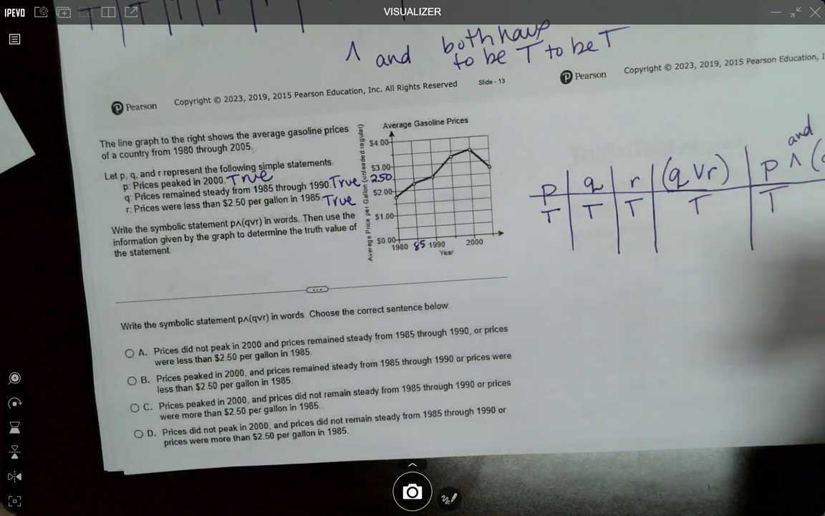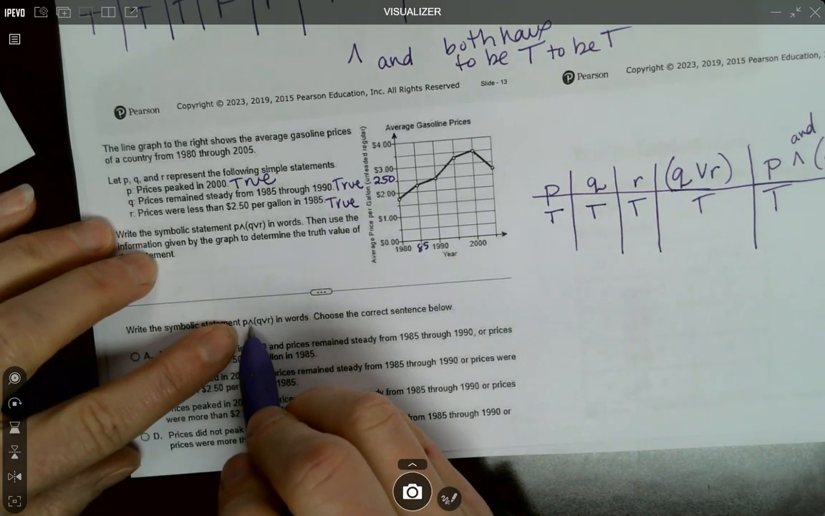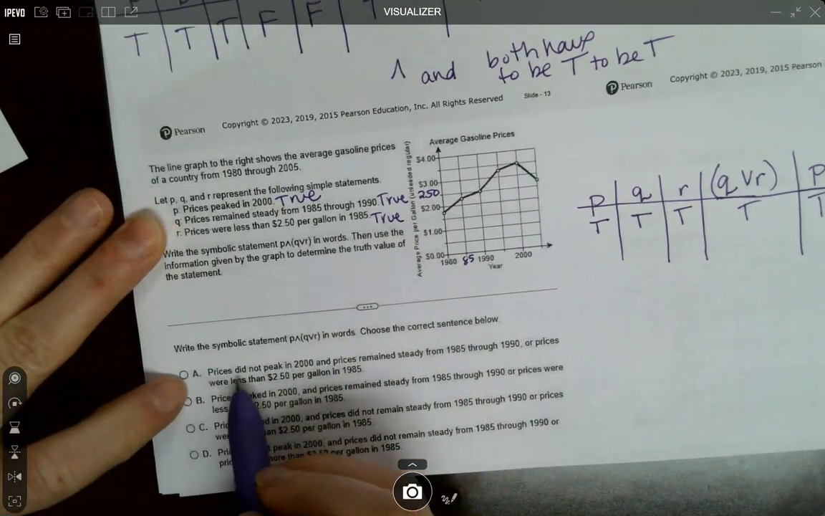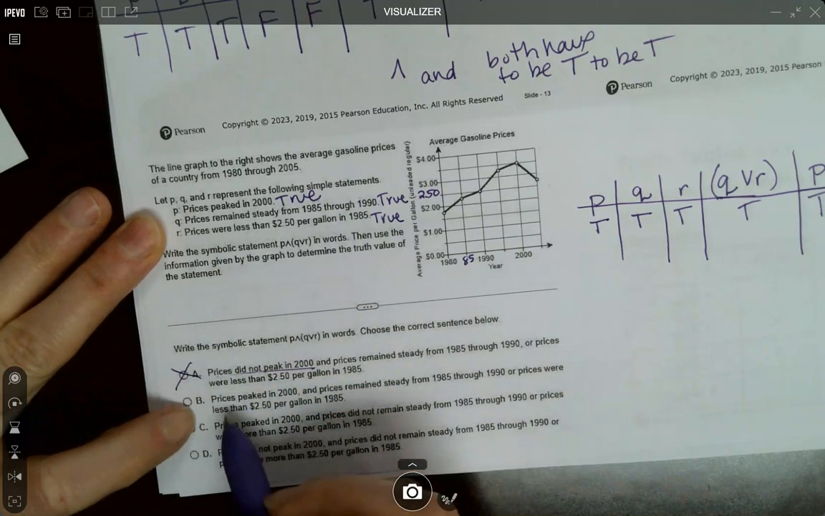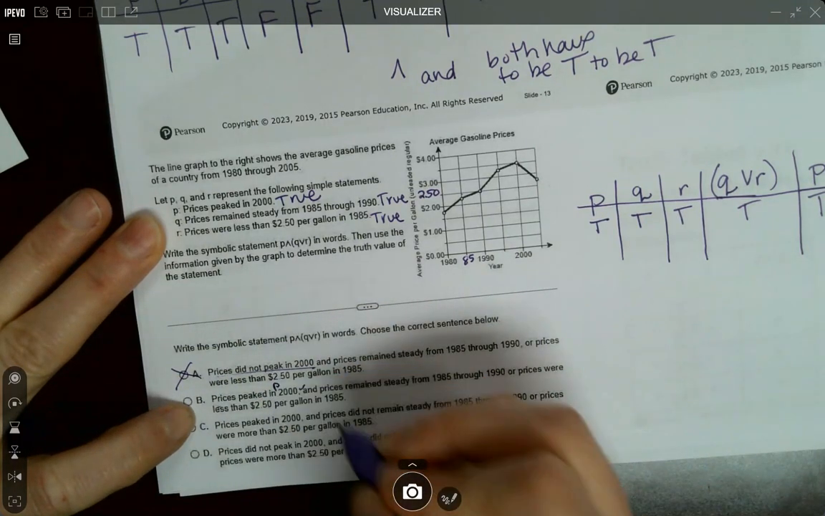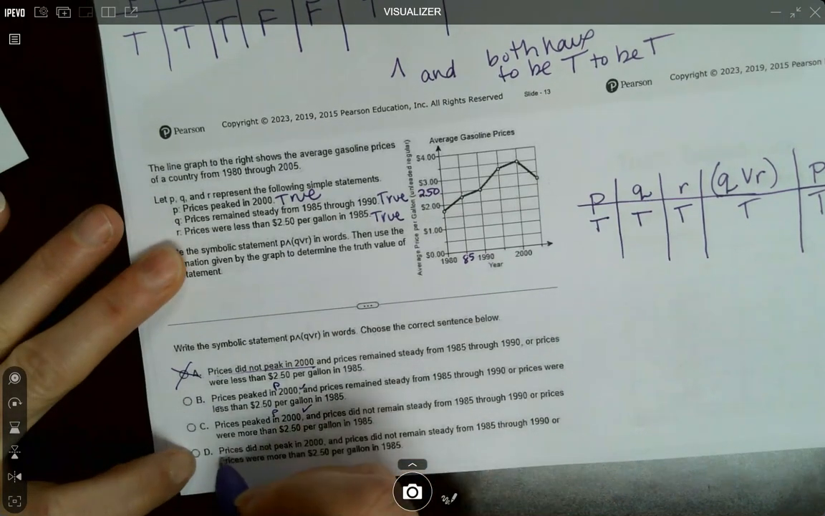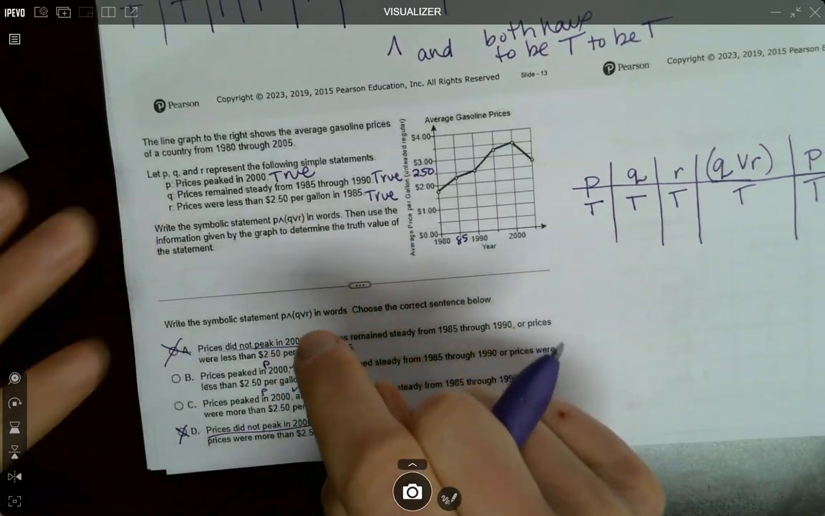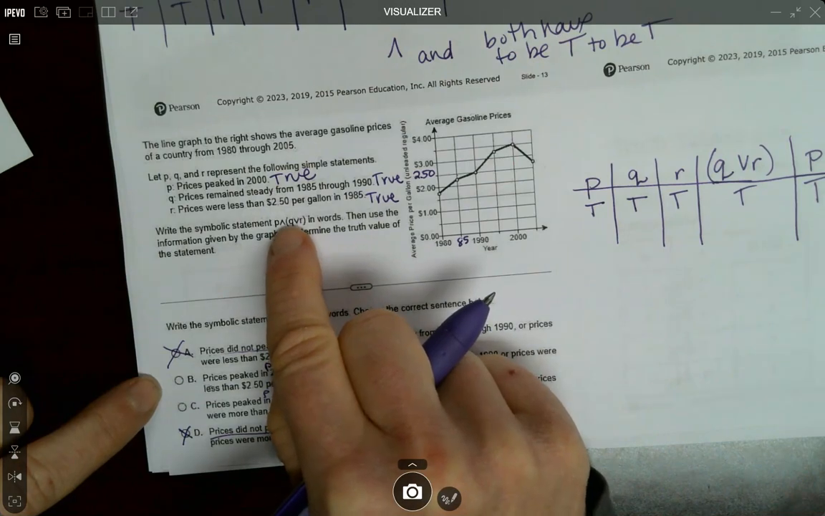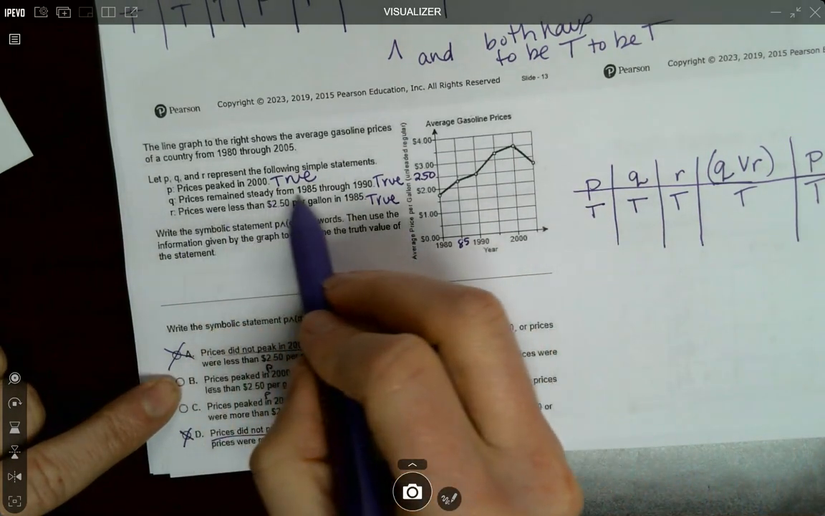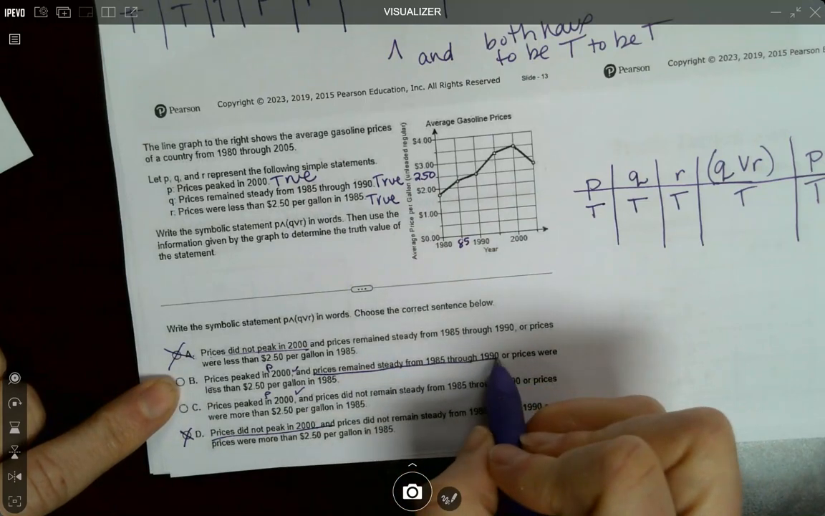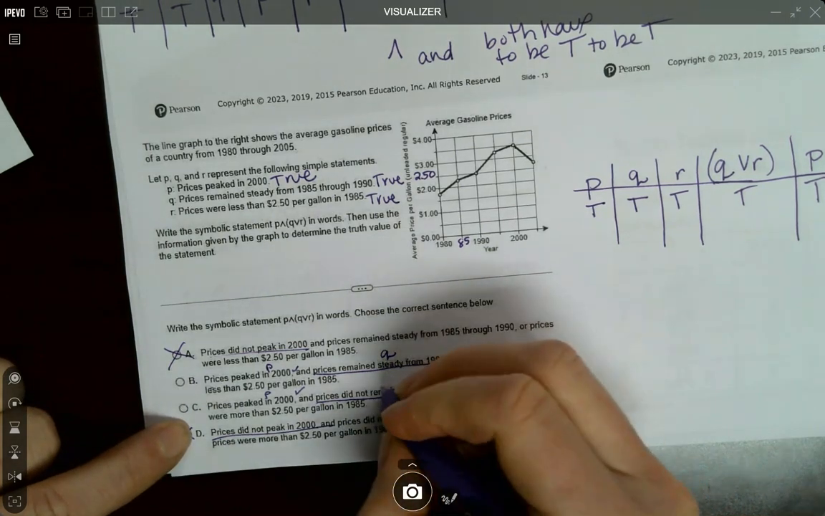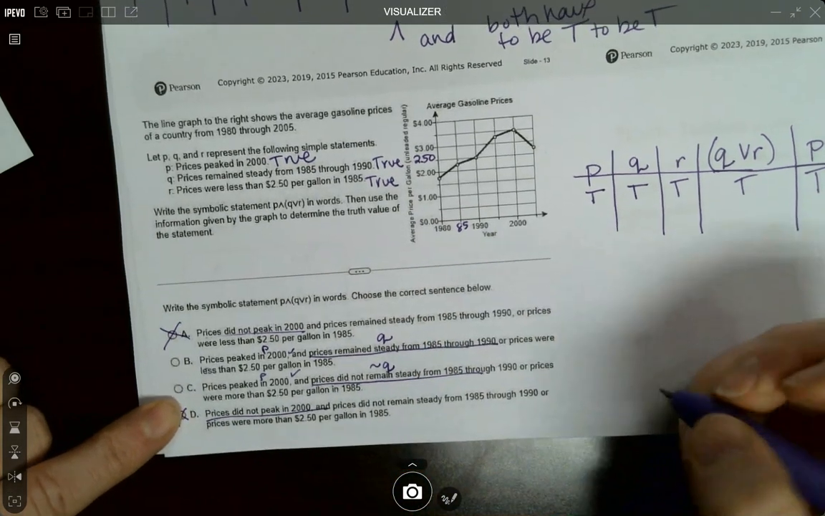Now we just need to see the statement in words. It says P and parentheses. P is prices peaked. So let's look at our answer choices. Prices did not peak. Nope. Prices peaked. That's good because that is P. Prices did not peak. That is not it. Then it says and. So it should say comma and because of the parentheses there. Prices remain steady. That would be a true Q, which is what we have. Prices did not remain steady is a negation, so that's not it.